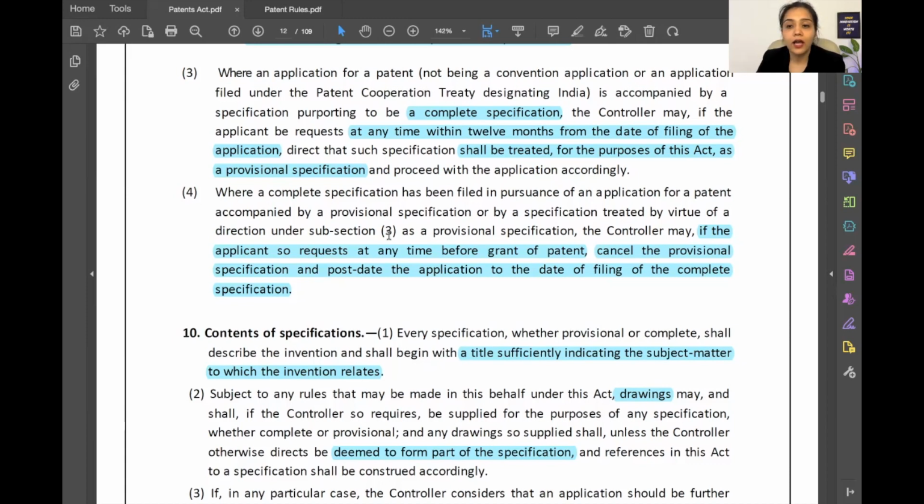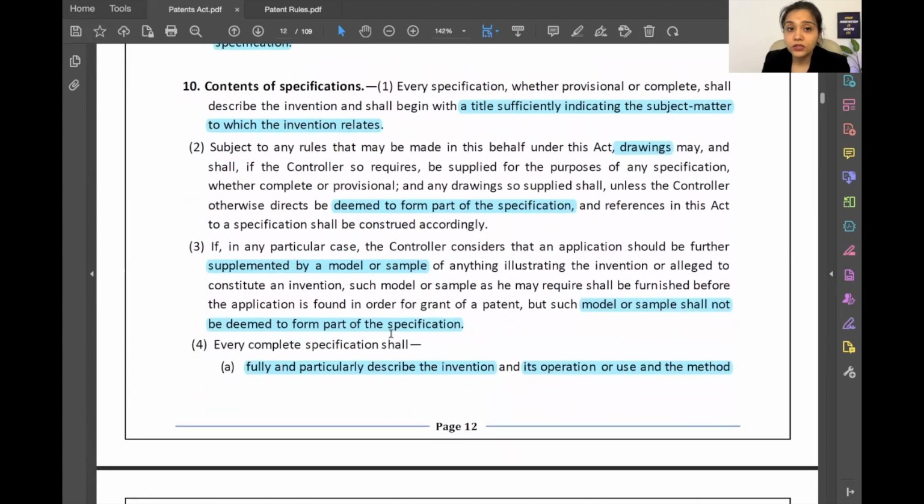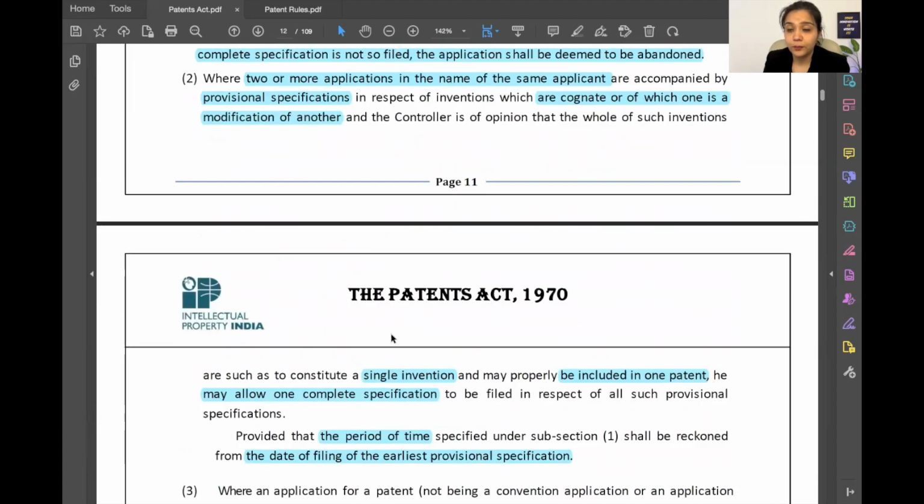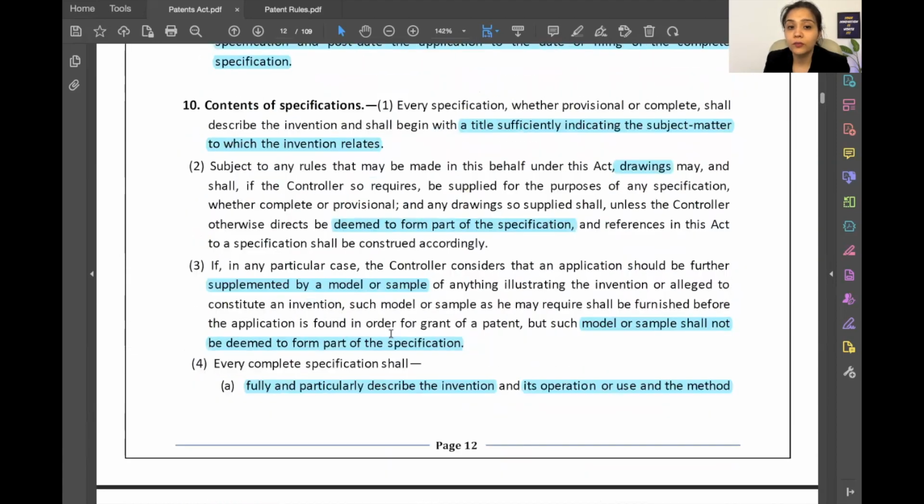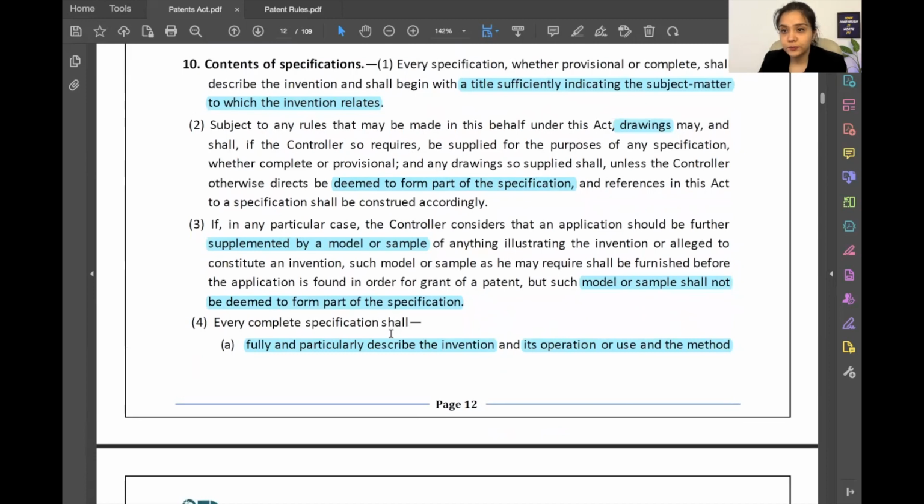So that's why I am letting go of claiming priority from the provisional application and I'm doing it at the date of filing of complete specification. So this is called post dating application to date of filing of complete specification. So this is about provisional and complete specifications. Now we'll move to contents of specification.